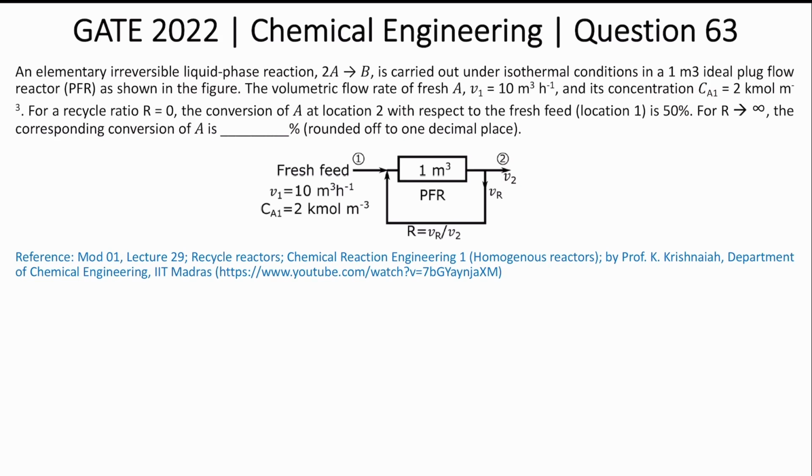The volumetric flow rate of fresh A, nu1, is equal to 10 meter cube per hour and its concentration Ca1 is equal to 2 kilomole per meter cube. For a recycle ratio R equal to 0, the conversion of A at location 2 with respect to the fresh feed at location 1 is 50%. For R tends to infinity, the corresponding conversion of A is dash percent, rounded off to 1 decimal place.